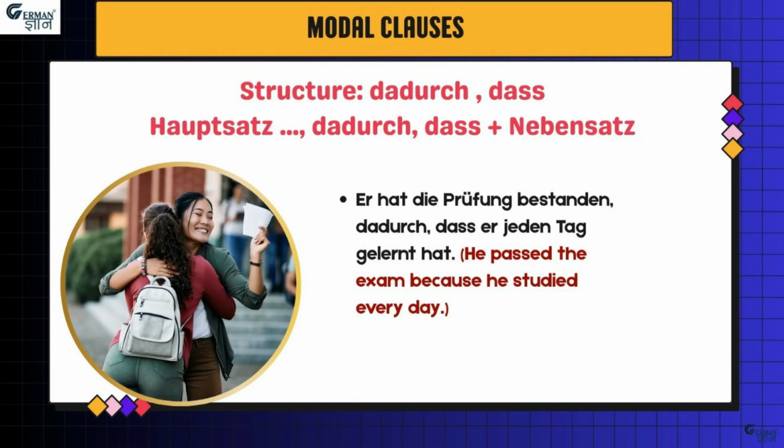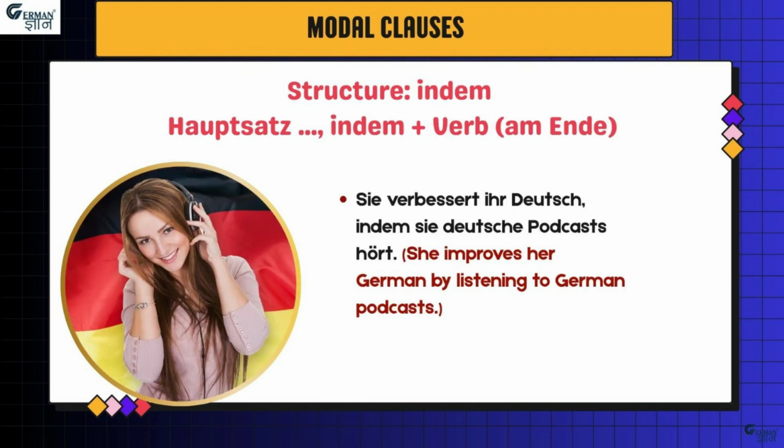Modal clause using dadurch, dass. So your structure is first you write the Hauptsatz, that means subject plus verb plus object, then you put a comma, then you write dadurch, again a comma, and then you frame the Nebensatz, that means after this the verb will be at the end. For example, Er hat die Prüfung bestanden, dadurch, dass er jeden Tag gelernt hat, means he passed the exam because he studied every day. Another modal clause you can write using indem.